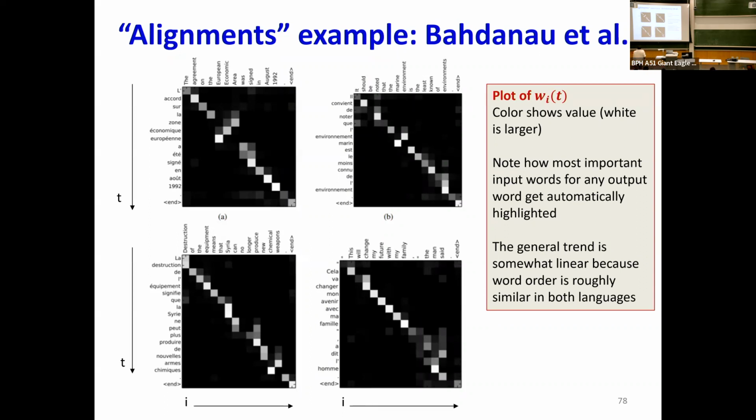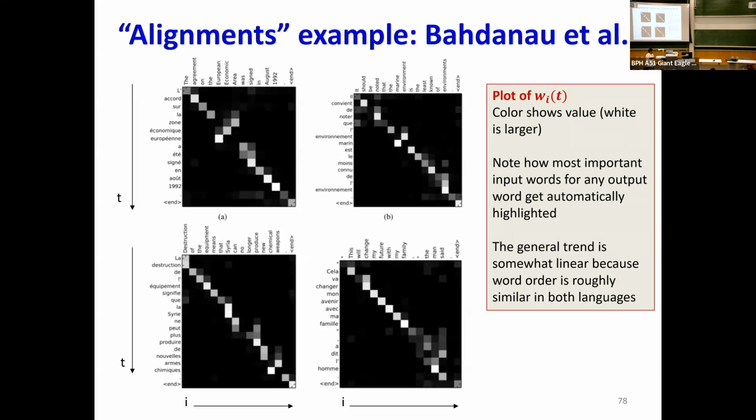But here's the thing. This first character L, however he pronounced it, maps to the. And you can see the attention for the turns out highest. For accord, it peaks at agreement. For sur, it peaks on on. It's all perfect. Until you get to the European Economic Area, when you go from English to French, the order is flipped. So the European Economic Area becomes Zone Économique Européenne, which is in the reverse order.